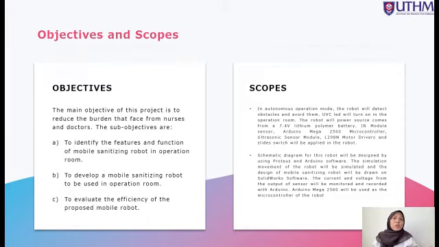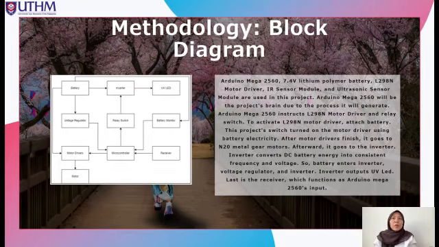The robot's power source comes from a 7.4 V LiPo battery. An IR sensor module, Arduino Mega 2560, ultrasonic sensor, L298N motor driver and slide switches will be applied in the robot. The schematic diagram for this robot will be designed using Proteus and Arduino software. The movement of the robot will be simulated, and the design of the mobile sanitizing robot will be drawn in SolidWorks software.